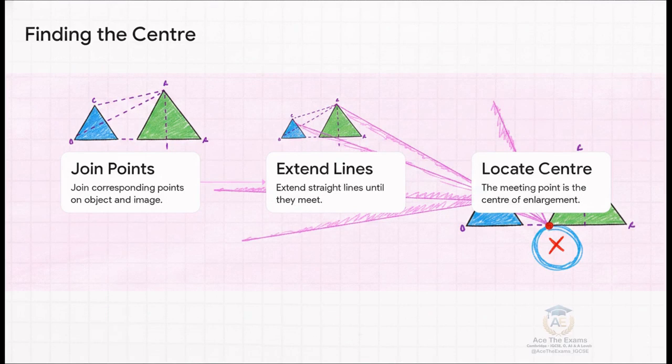So how on earth do we find that tricky center of enlargement if you're just staring at the object and the image on a grid? Well, it takes a foolproof step-by-step visual method. Step 1, grab your ruler and join corresponding points on the object and image with a straight line. Step 2, extend those lines way past the shapes. Step 3, just look for the intersection. The exact meeting point where all those extended lines cross, boom, that is your center of enlargement.